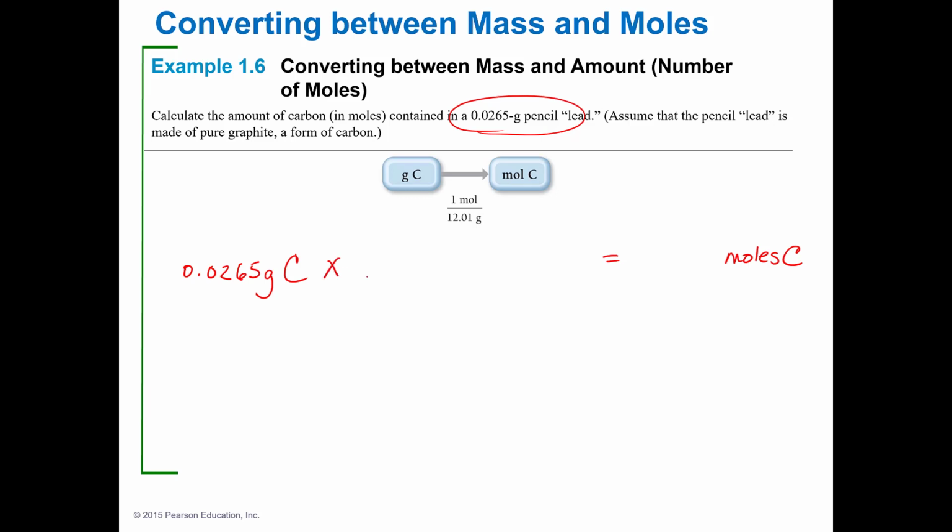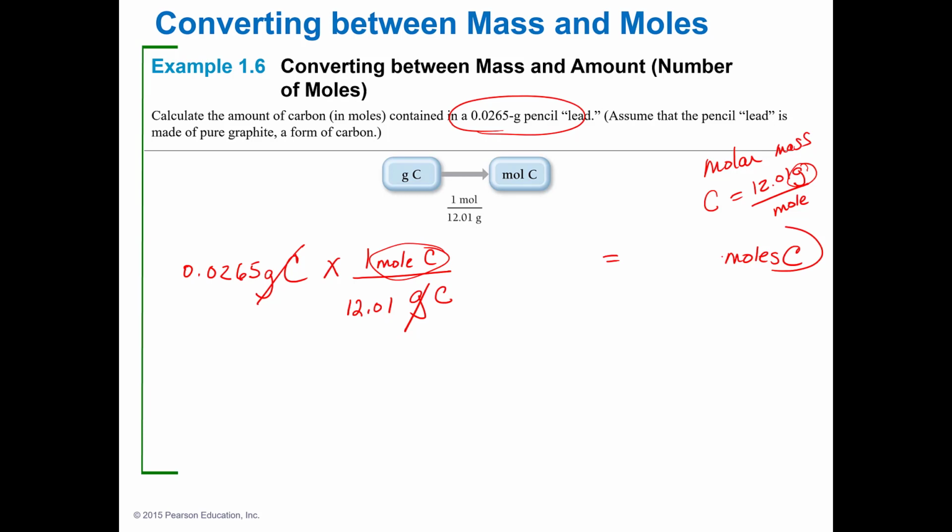All right, so I know in my dimensional analysis I've got to get rid of grams. So when I'm going between grams and moles, I'm going to use the molar mass. And the molar mass of carbon is 12.01 grams per mole. So since grams goes with the 12, I've got to write it 12.01 grams in 1 mole of carbon. I get rid of the grams of carbon and I'm left with moles, which is what I want.